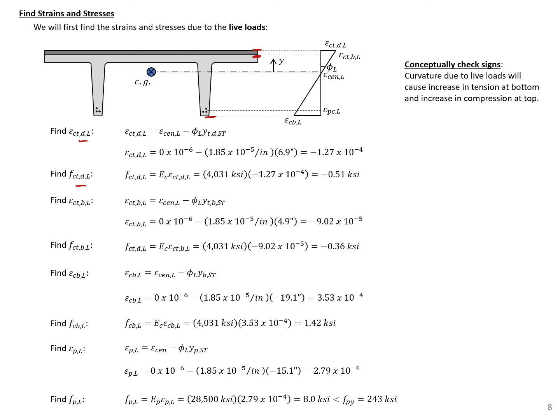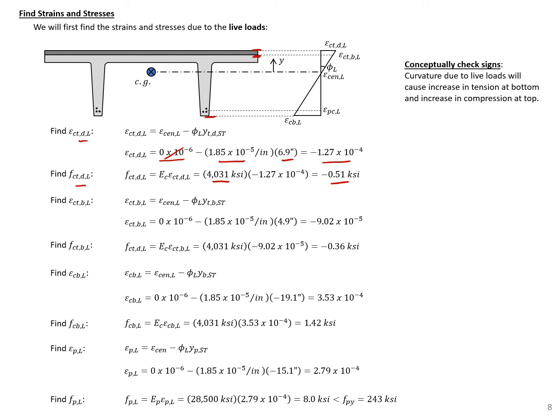So you can see we don't have any strain at the centroid, so all these centroid strains are going to be equal to 0. So we just have our strain due to our curvature. So we have our curvature times our distance components from the centroid of our composite transform section to the top of our section to get the strain at the top. And then we just take that strain times our modulus to get the stress at the top.